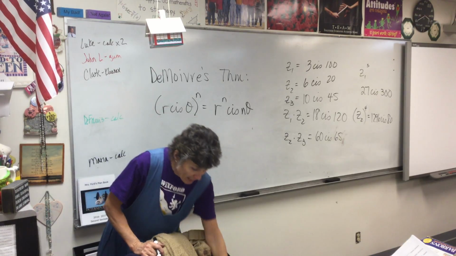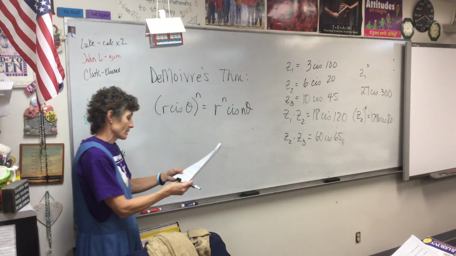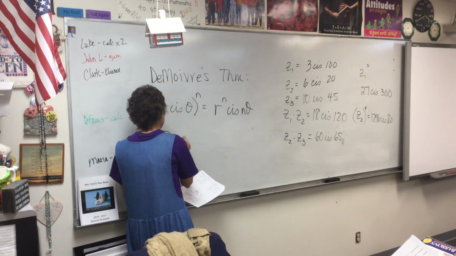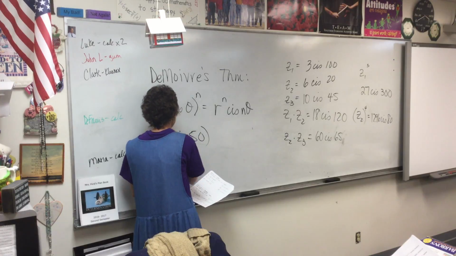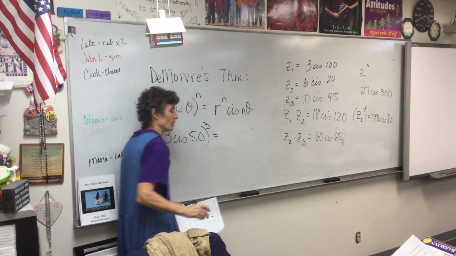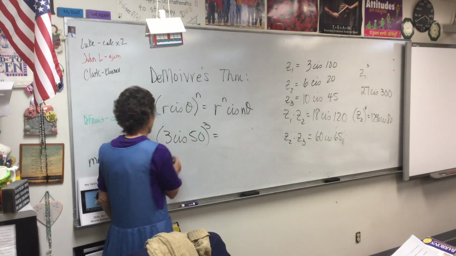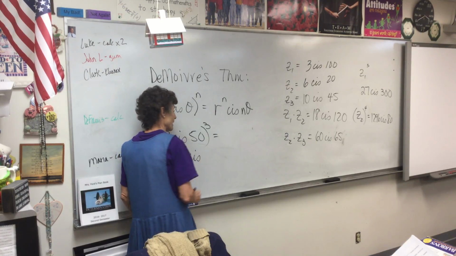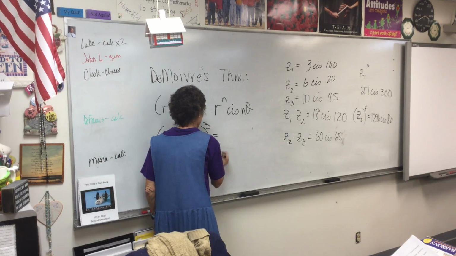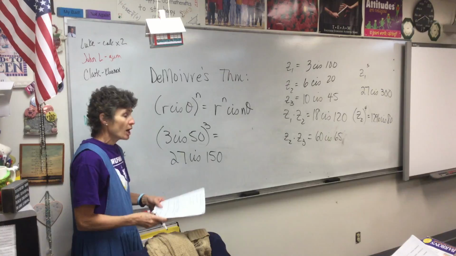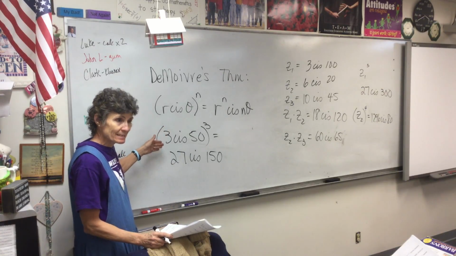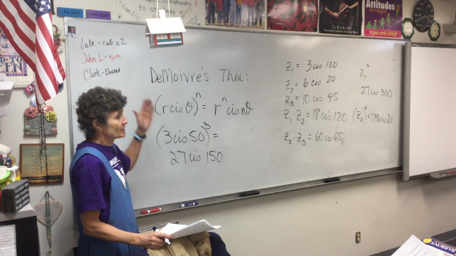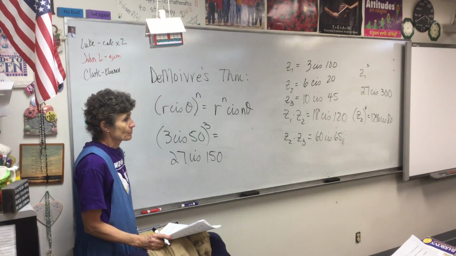So now we can do that last quiz question. What is 3 CIS 50 to the third power? 27 CIS 150. You just cubed this number, and it literally took you 5 seconds.